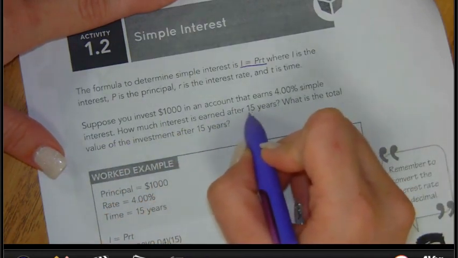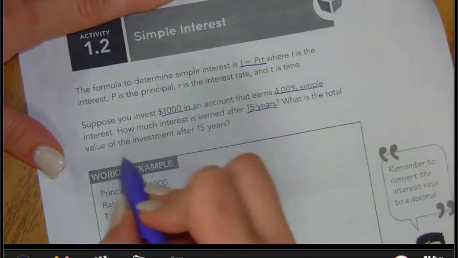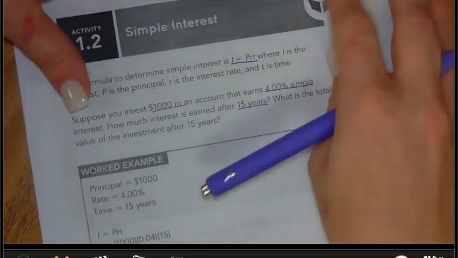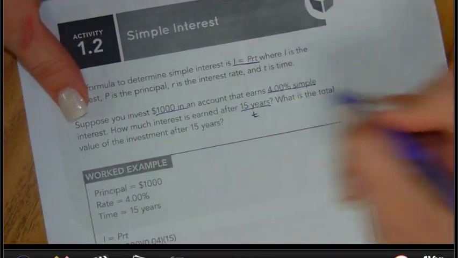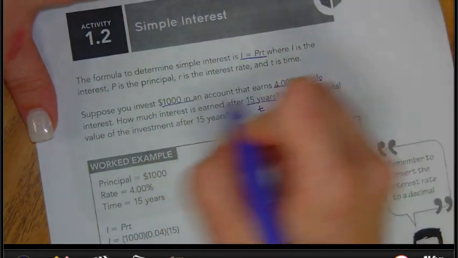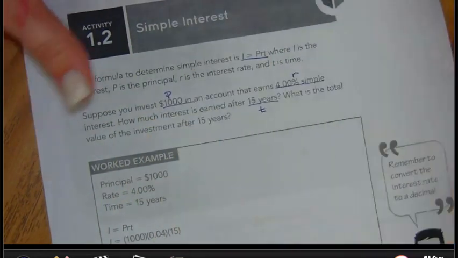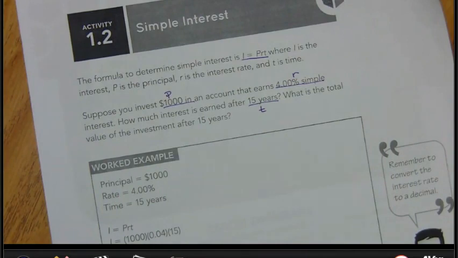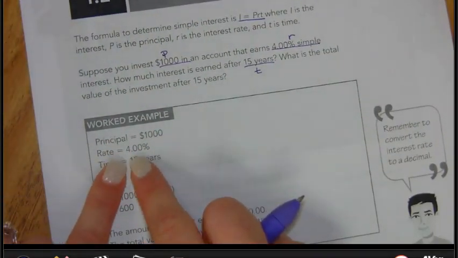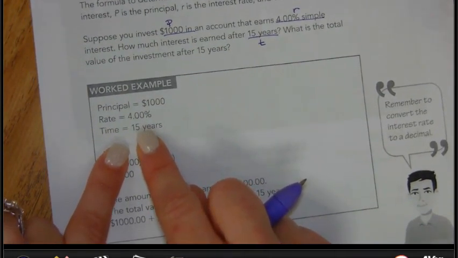How much interest is earned after 15 years? And then what is the total value of the investment after 15 years? Okay, so I am told that T is time, which is almost always in years. Your interest rate is right here, your simple interest rate. This is your R. And your P is your initial amount, how much you start with. So my principal is $1,000, my percent rate is 4%, and my time is 15 years.